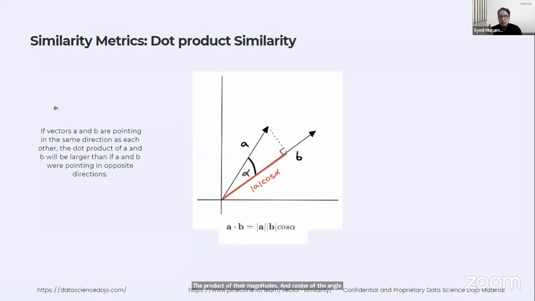To understand dot product similarity, here's the explanation. If vectors A and B are pointing in the same direction as each other, the dot product of A and B will be larger. So, to simplify it, the technical detail is that if the dot product is larger, they are very similar. While if the dot product is not large, they are not very similar.